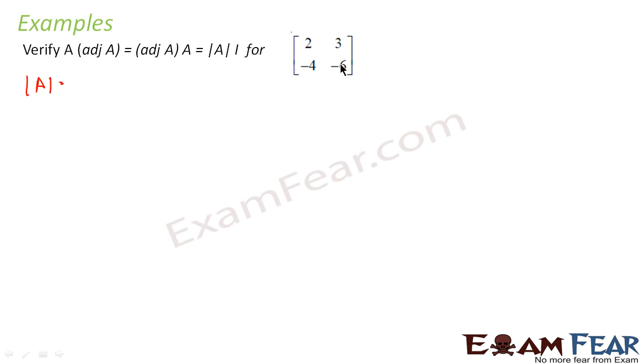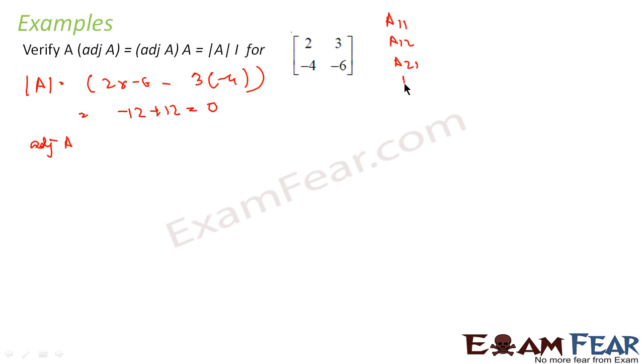This is nothing but 2 into minus 6 minus 4 into, 3 into minus 4. So this guy is nothing but minus 12 plus 12, that is 0. So my determinant is 0. Now the second thing is I have to find adjoint of A. So to find adjoint of A, I have to find cofactor A11, A12, A21 and A22.